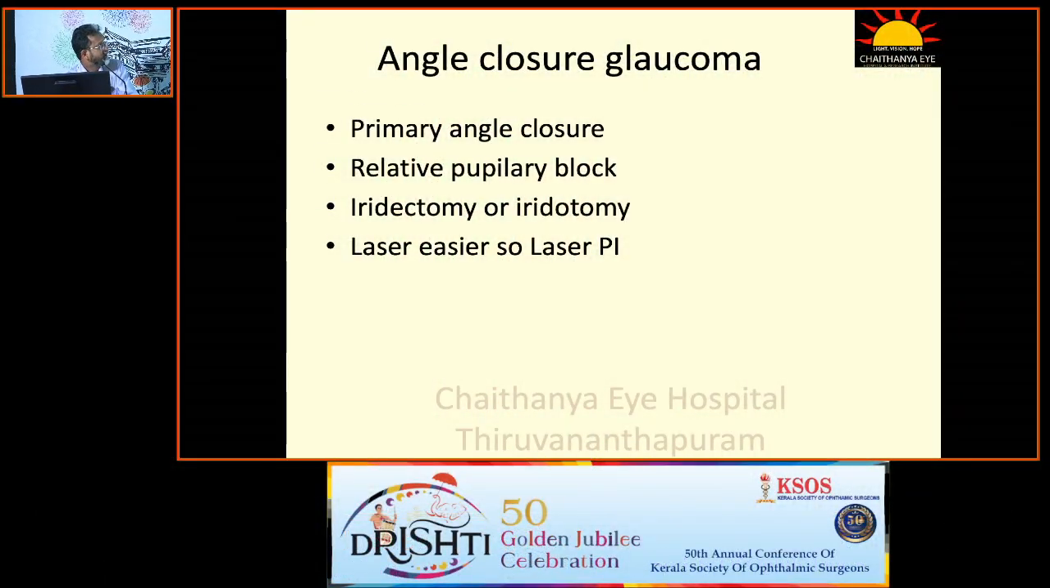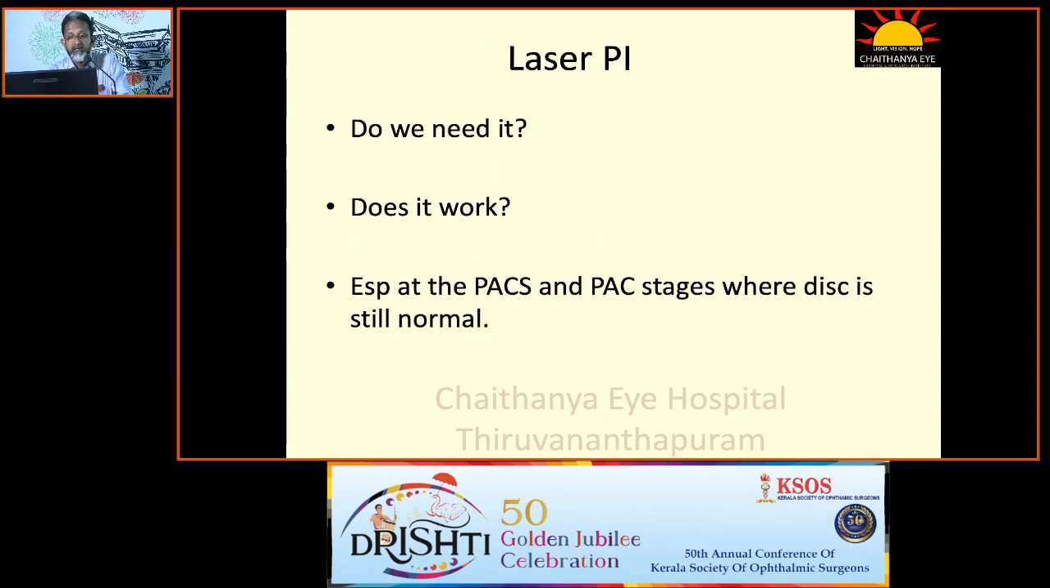In angle closure, what we think is the primary mechanism is a relative pupillary block. Iridectomy or iridotomy would take care of the pupillary block, so laser PI, being easier, would be the way to go. But do we need it? Does it work? Especially at the PACS stage, where the patient actually doesn't have a problem yet. In PACG, there's a problem, we need to treat the fellow eye, and angle closure primarily needs surgical treatment, so PI would be the way to go.